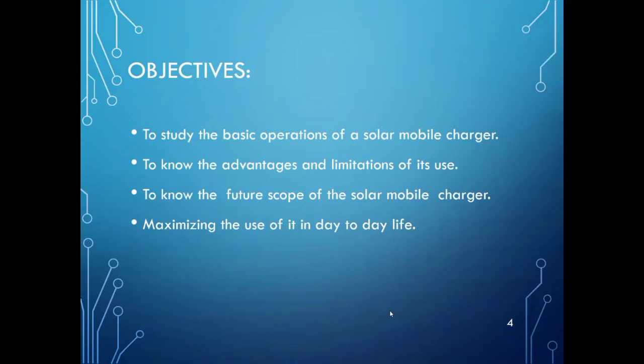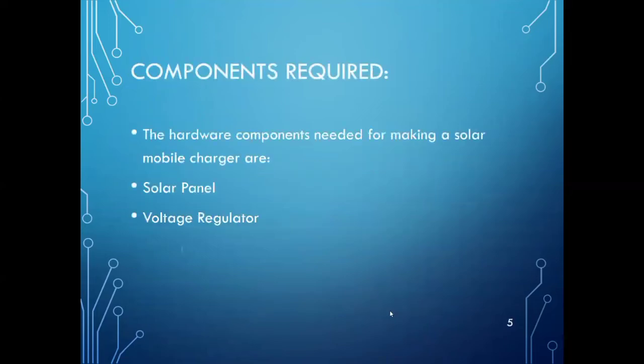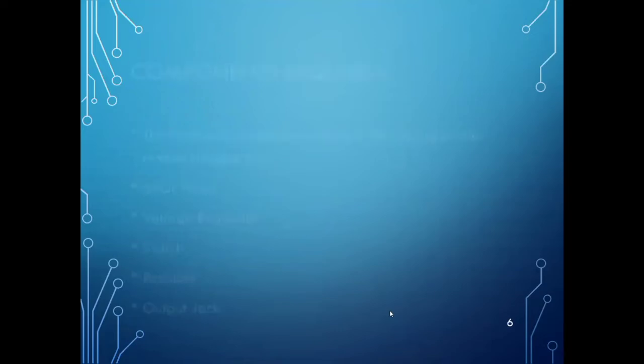Components required. The hardware components needed for making a solar mobile charger are solar panel, voltage regulator, switch, resistor, output jack, etc. Next, working.